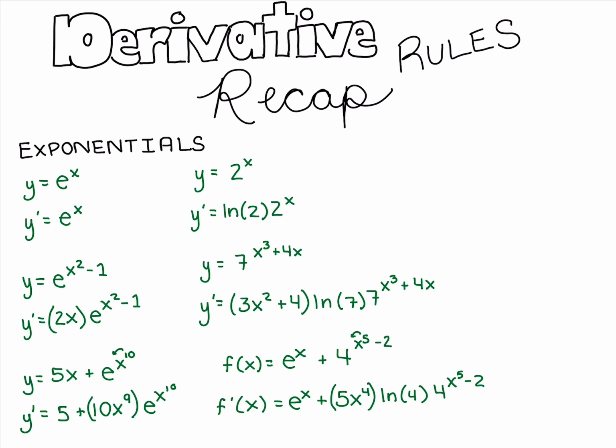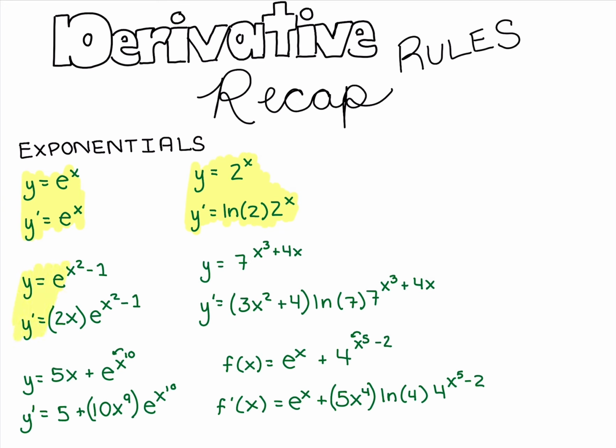All right, so in general, we have 4 rules going on here. Derivative of e to the x is e to the x. Derivative of any other base, like 2 to the x, would be ln of 2 times 2 to the x. Ln of your base times your base to the original power. So if you have 10 to the x, it's ln of 10 times 10 to the x. If you had the derivative of 13 to the x, you'd do ln of 13 times 13 to the x. There's our first 2 rules.